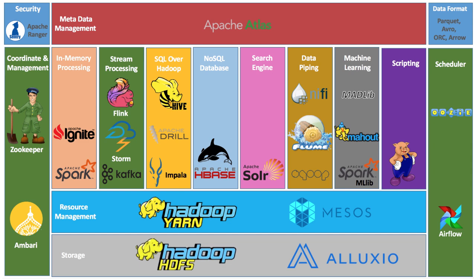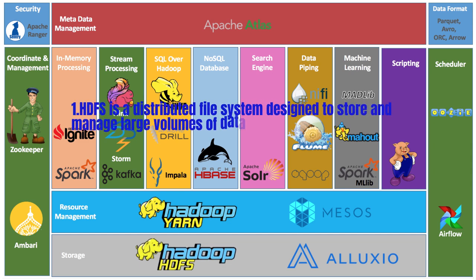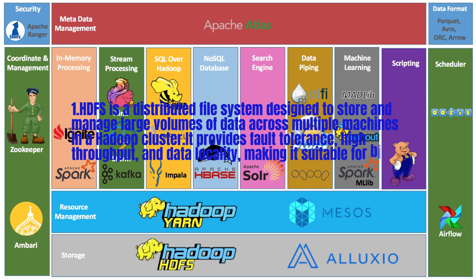For example, HDFS, the Hadoop Distributed File System. Hadoop HDFS is a distributed file system designed to store and manage large volumes of data across multiple machines in the Hadoop cluster. It provides fault tolerance, high throughput, and data locality, making it suitable for big data processing.